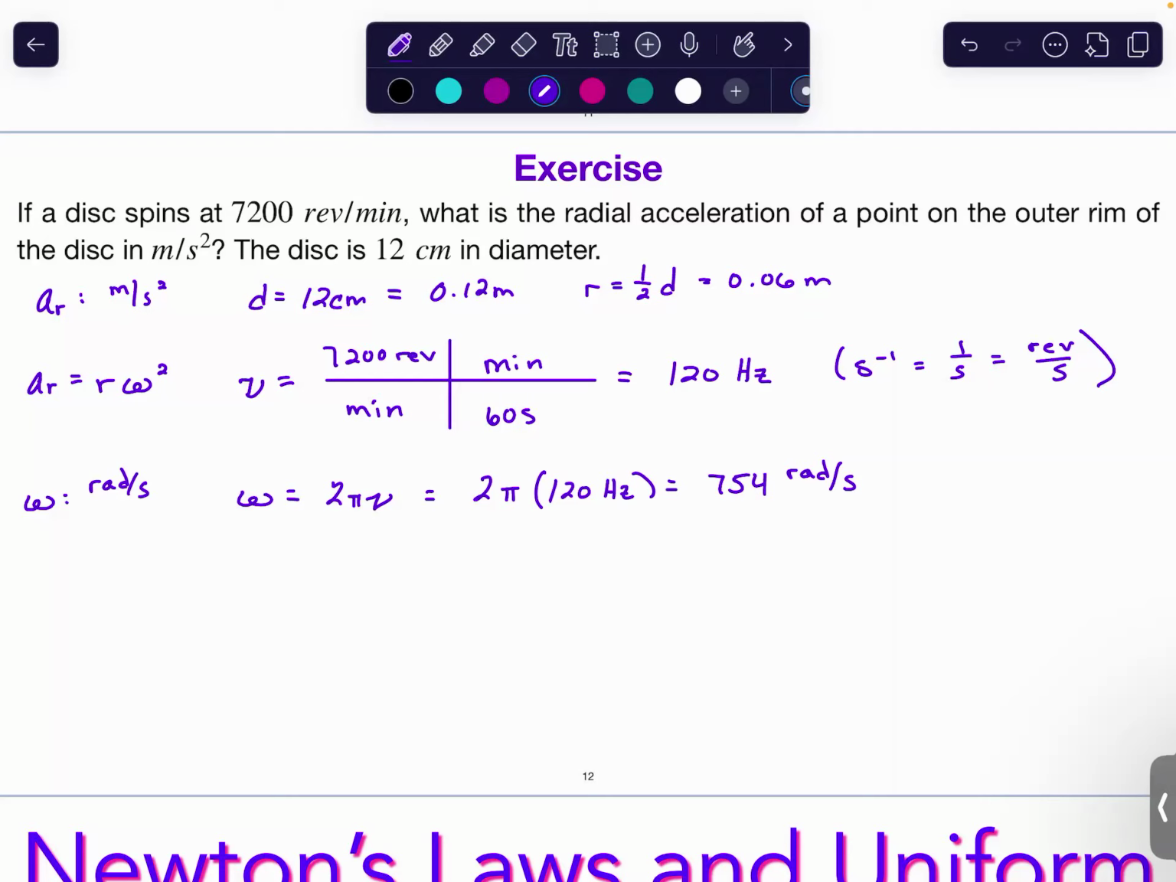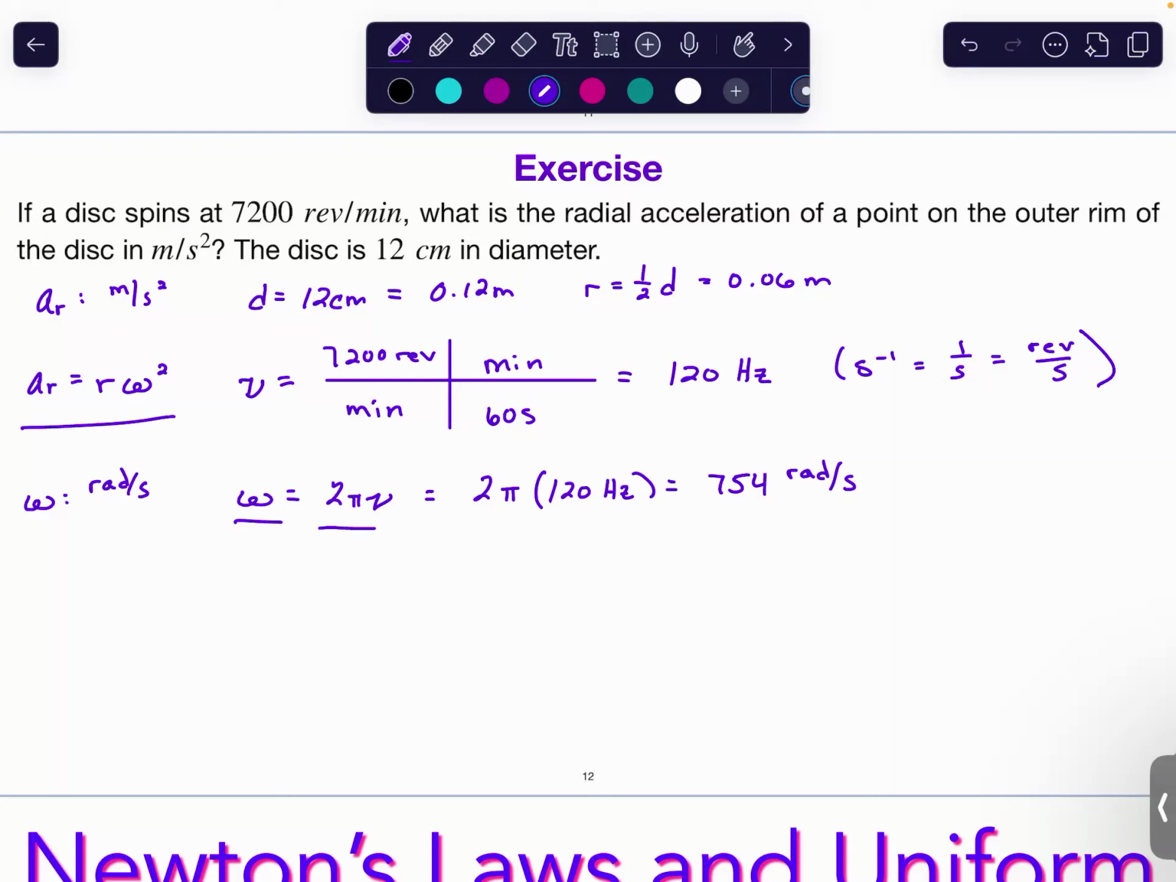Because again, omega is radians per second. So let's look at it like that. I'm doing these so that you can see the actual definitions of things come in. So there's your definition of your radial acceleration.